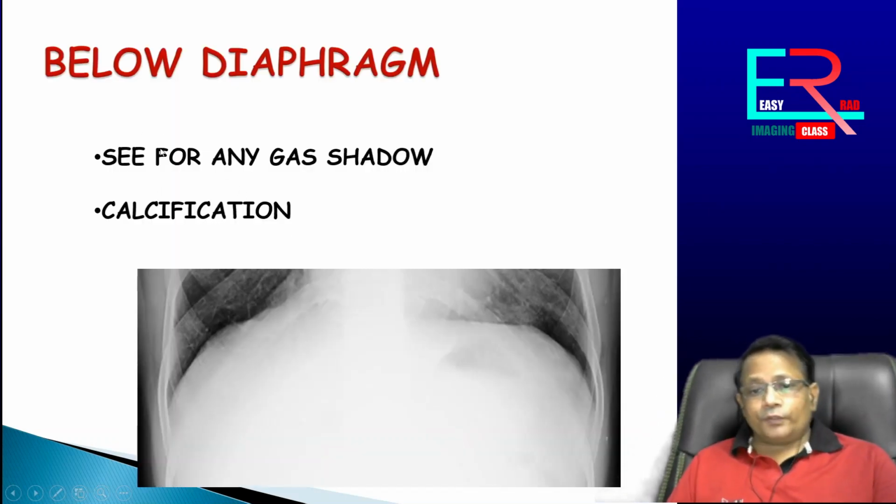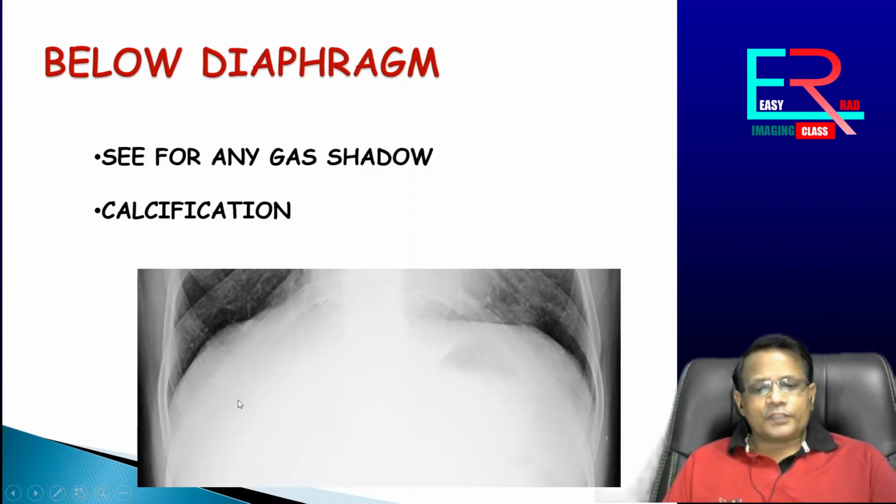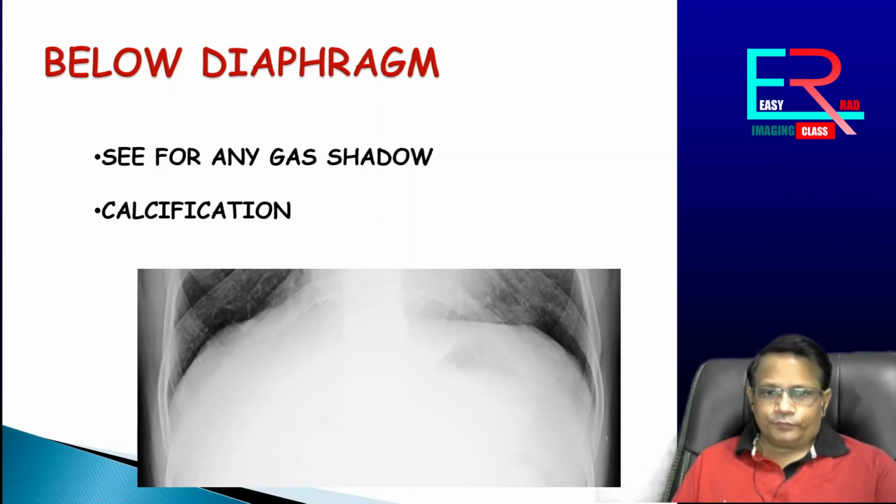You should not forget to look below the diaphragm. You will see air below the diaphragm in case of a perforation. Sometimes you may see visceral calcification, in case of a calcified hydatid cyst, pancreatic calcification, or spleen calcification. So always comment on these things, and always look below the diaphragm also.